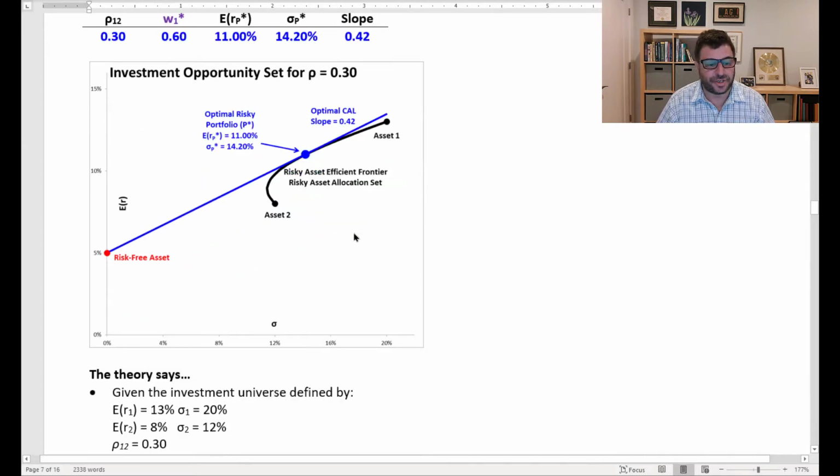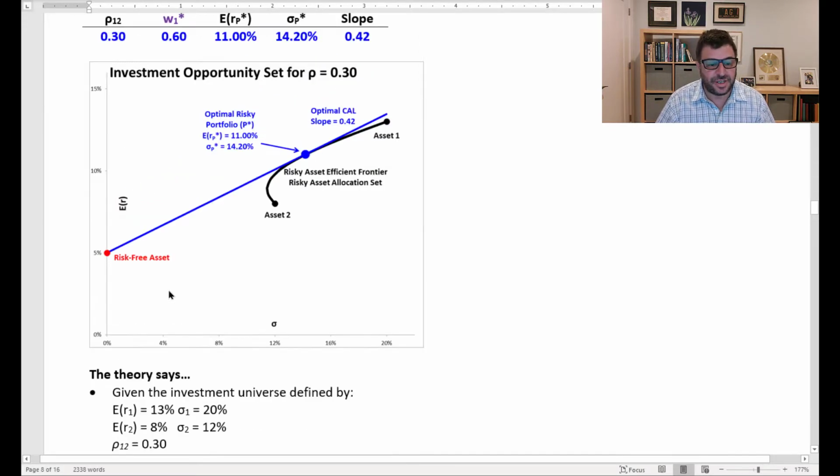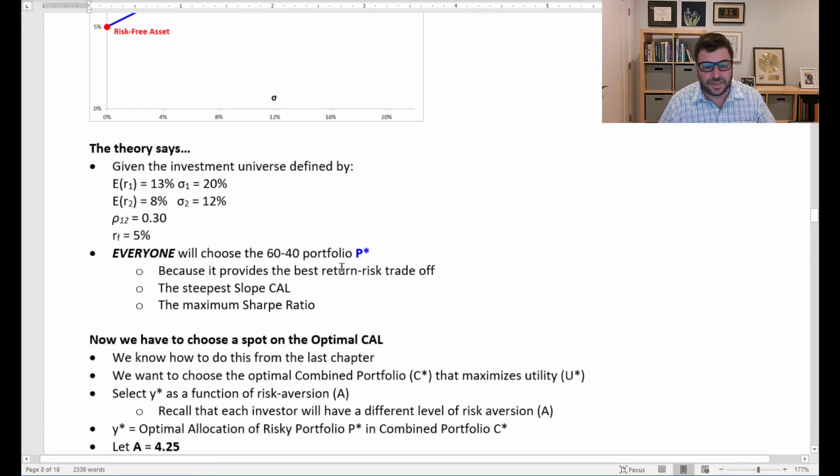So let's assume that this is our investment universe. The theory says that given this investment universe, which is the 13/20 asset 1 risky asset and the 8/12 asset 2 risky asset, the two of these assets having a correlation coefficient of 30% and a risk-free asset of 5%, then given that this opportunity set is what exists, everybody is going to choose to be in the 60-40 portfolio P star. Everybody's going to choose it because it provides the best risk-return trade-off, it has the steepest sloped CAL, and it has the maximum Sharpe ratio.